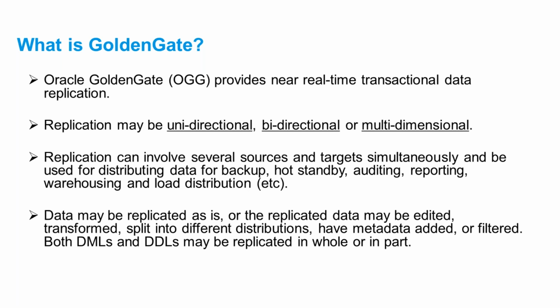So Golden Gate replication may be unidirectional, bidirectional, or multidimensional. Golden Gate is one of the popular solutions when you are going to do replication from Oracle to Oracle, or heterogeneous database replication like Oracle to SQL Server or SQL Server to Teradata. Golden Gate supports multiple databases, and another advantage is it works on multiple platforms as well. So your source can be Windows, and the target database can be on Sun Solaris.